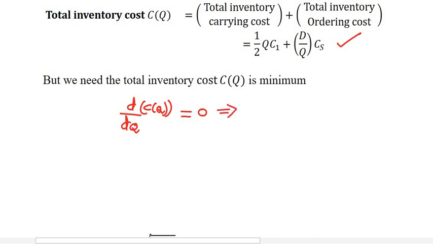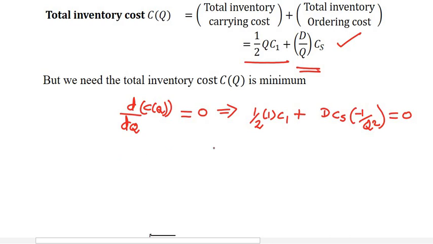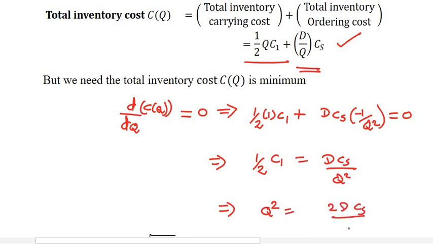If you do that, the differentiation of the first term with respect to Q is 1 by 2, since the differentiation of Q is 1, and C1 is constant as it is, plus D is constant and CS is constant. The differentiation of 1 by Q is minus 1 divided by Q square. It is equal to 0. If you equate like this, we get 1 by 2 into C1 equal to DCS divided by Q square, carrying that term to the other side. Thus, we get Q square equal to 2 times DCS divided by C1.